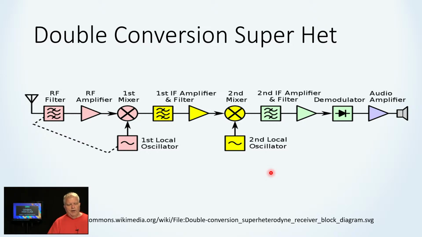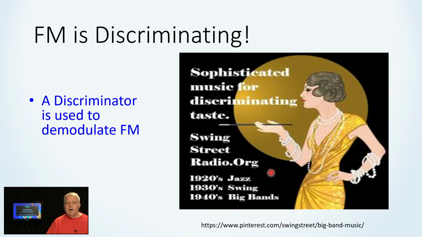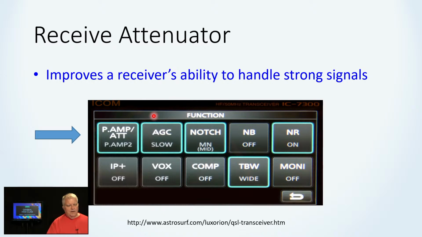I want you to think very hoity-toity here and just know that FM is discriminating. I do that so you remember that a discriminator is the circuit that is used to demodulate FM. You can't use a simple diode detector. You have to use something more complex called a discriminator. Also in our multi-mode radios, this is the ICOM 7300, you're going to probably have attenuator functions. Attenuators are used if you've got a really strong signal or signals coming into the radio. You put the attenuator in and it reduces the signal and allows the radio to better handle strong signals.